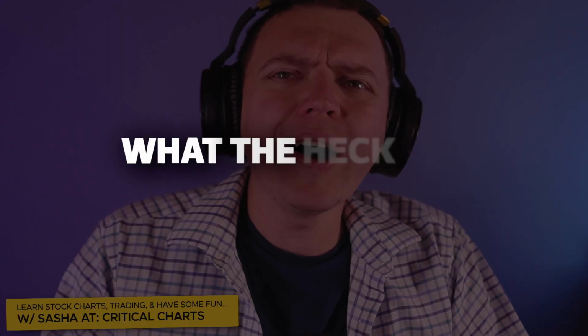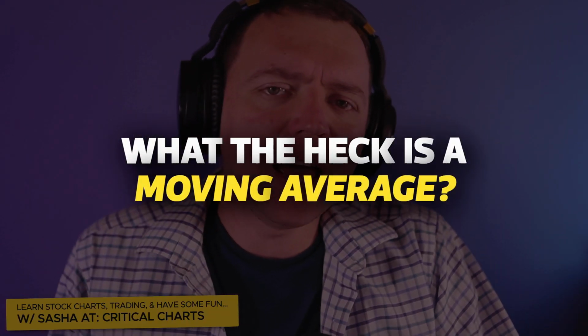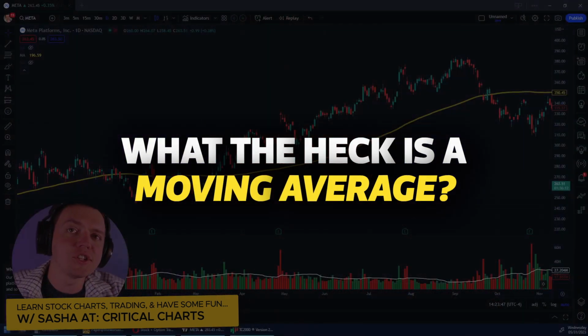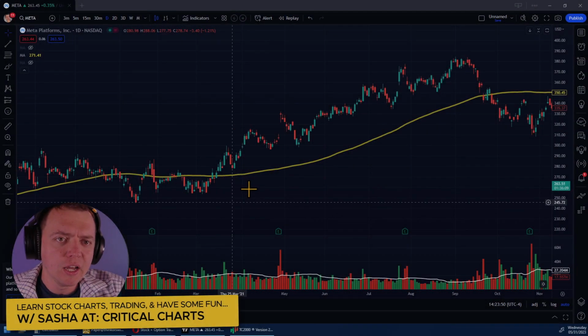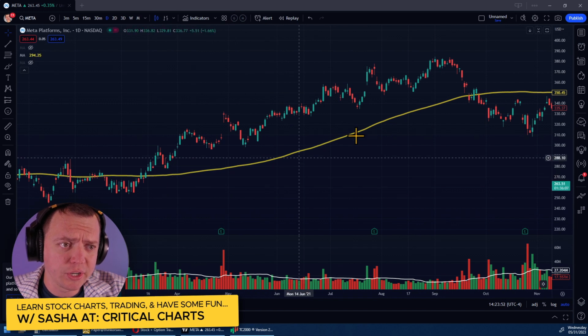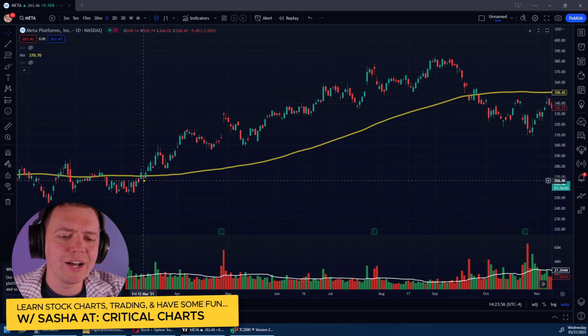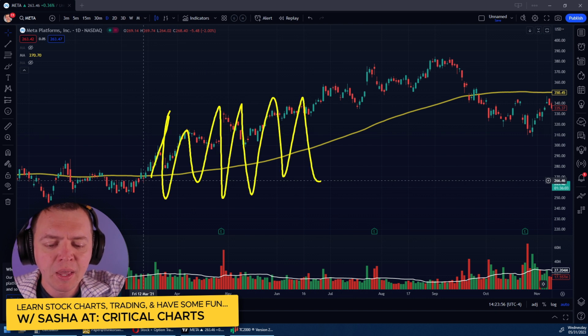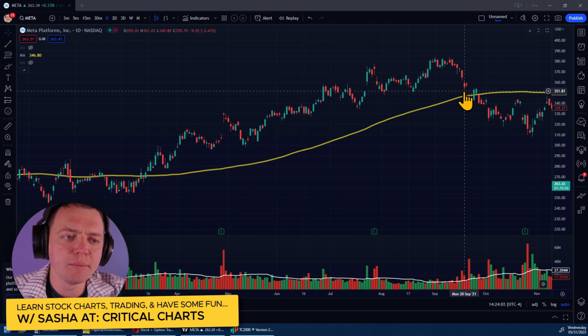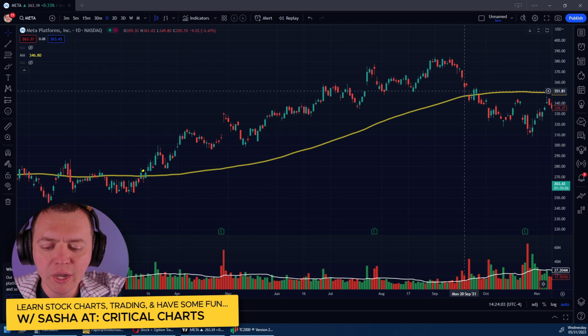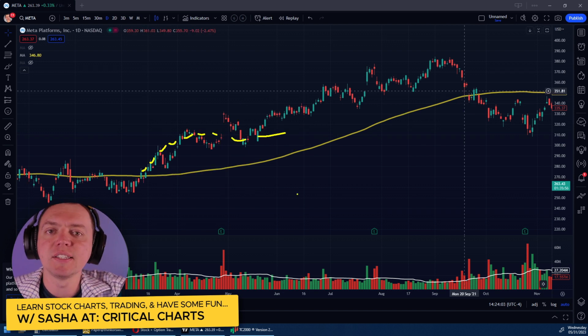So first off, what in the heck is a moving average? If we take a look here, this is TradingView. There's a yellow line right here, which is a moving average. What happens with prices is they're constantly hopping around all over the place, and in order to smooth things out, we use a moving average. All it does is take some data points and divide them together, and you get an average of what the price has been.